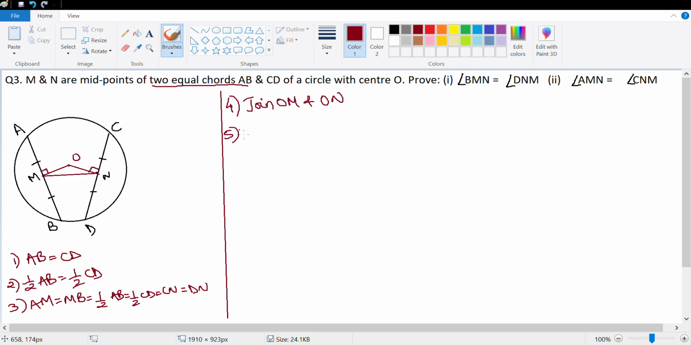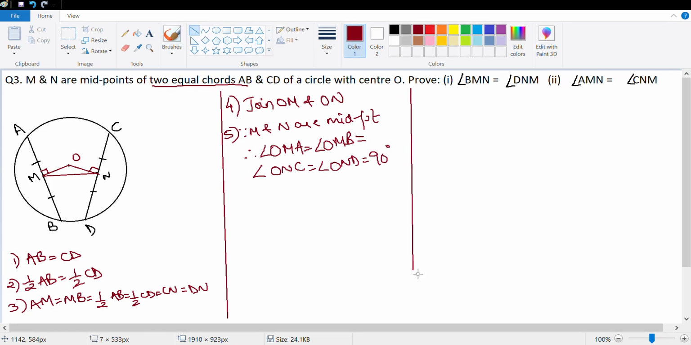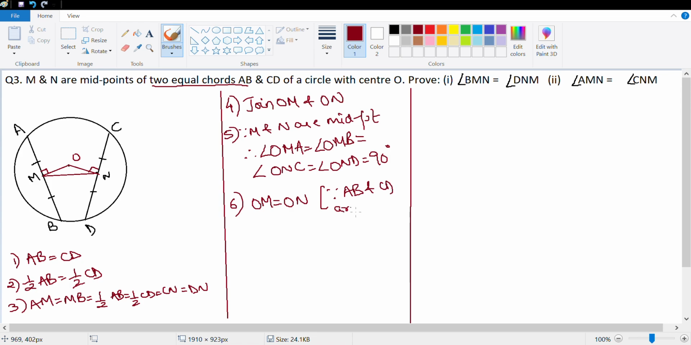5. Since M and N are midpoints, therefore angle OMA is equal to angle OMB is equal to angle ONC is equal to angle OND is equal to 90 degree. Perfect. So line joining the midpoint of a chord to the center makes an angle of 90 degree. Good. And next part would be OM is also equal to ON. Why? Since AB and CD are equal chords, this is given in the question, therefore they are equidistant from the center.